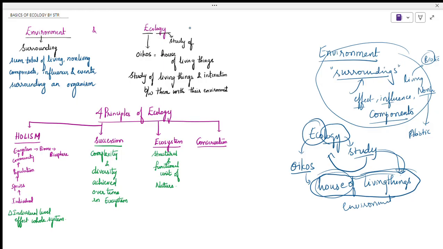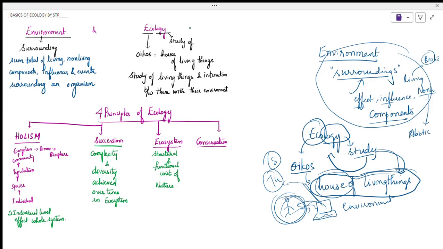Okay, for example, I'm a living thing. How do I interact with my environment? So in my environment, I have a laptop now, so I'm interacting with that. So study of how I'll be interacting and how many hours I'll be interacting and what will be the impact on me, and due to this how much power I'm consuming. This power is made up of thermal or solar, these things and all will be looked at in ecology.